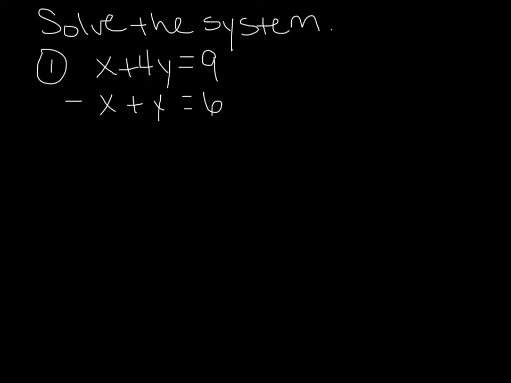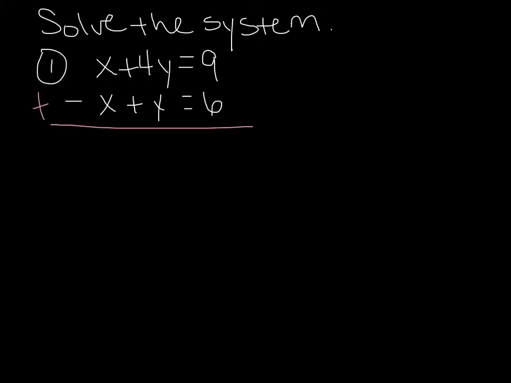Okay, so you want to look for, do you have any variables that will cancel each other out? In other words, do you have any that the numbers are the same but different signs? So for the x's, you have a 1 and a negative 1. For the y's, you have a 4 and a positive 1. Well, the x's will cancel out because 1 plus negative 1 goes away. So what we're going to do is we're just going to add our equations.